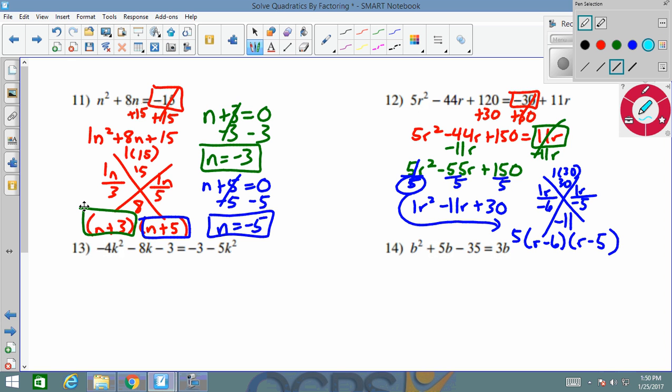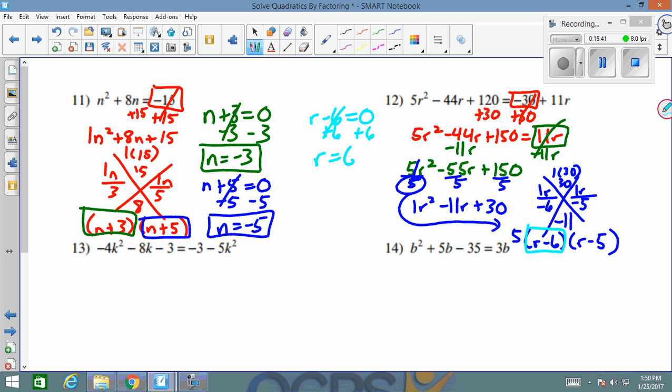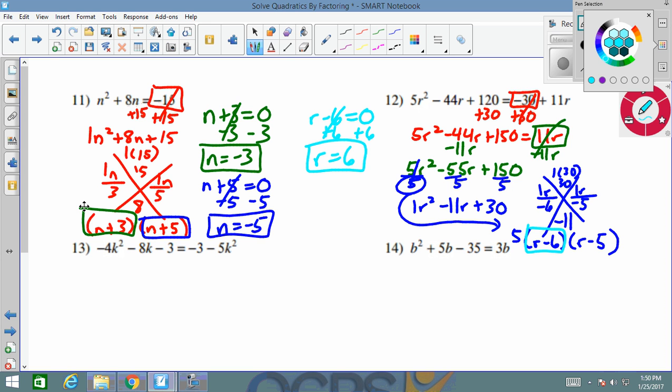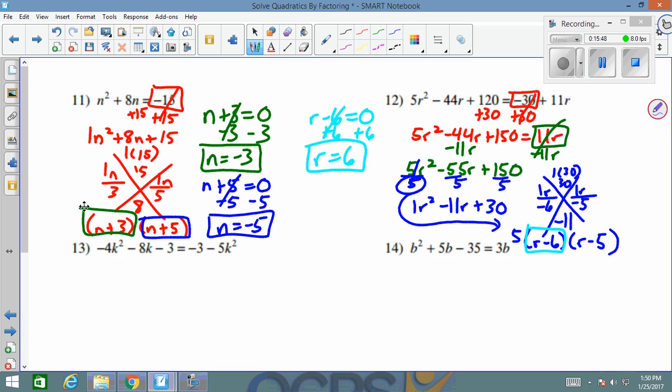Okay, then remember we take each parenthesis here. So we're going to start with r minus 6. Set equal to 0. Since it's negative, we're going to add 6. Add 6. So we get r equals 6. And same here. Take this r minus 5. Set equal to 0. Since it's minus 5, we're going to add 5. Add 5. We get r is equal to 5.